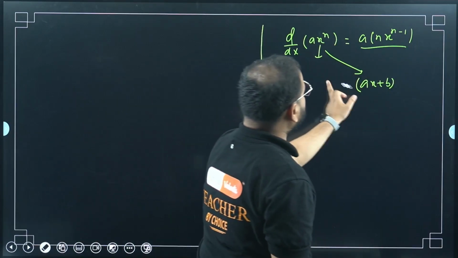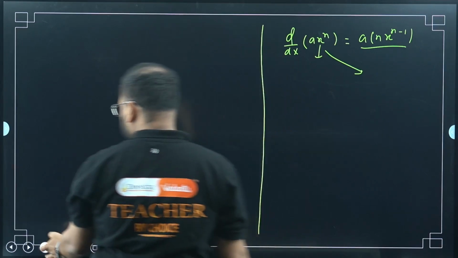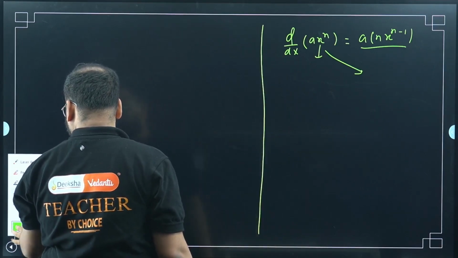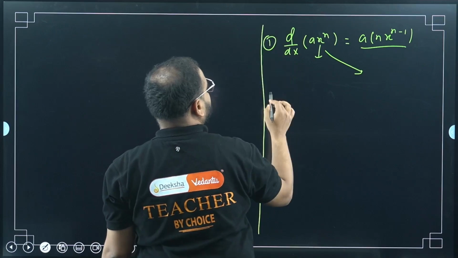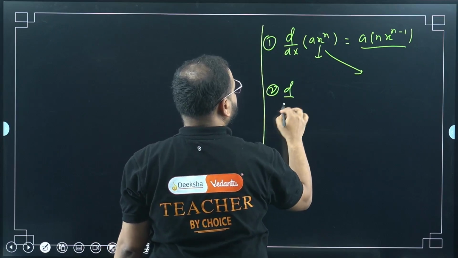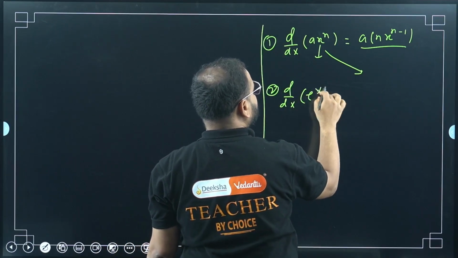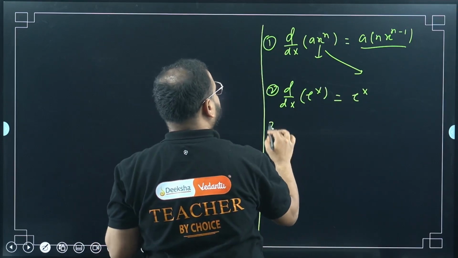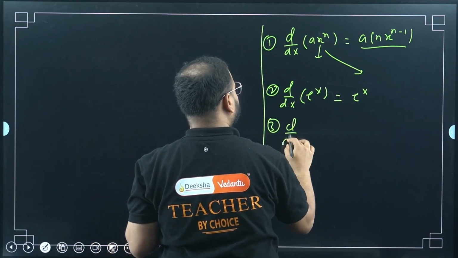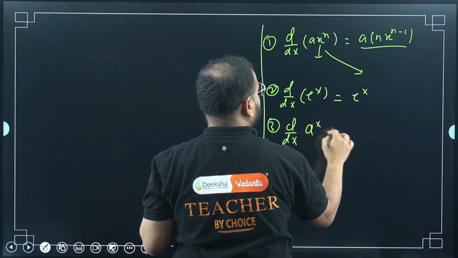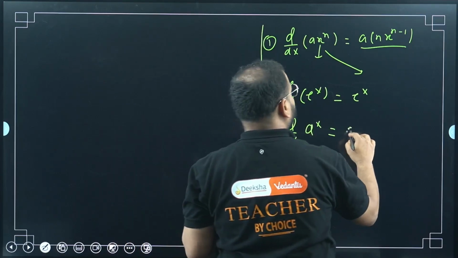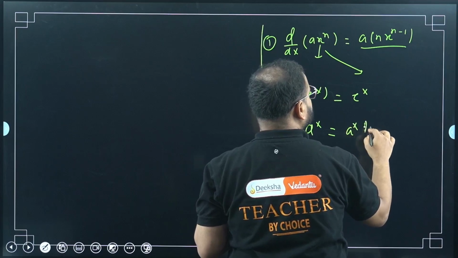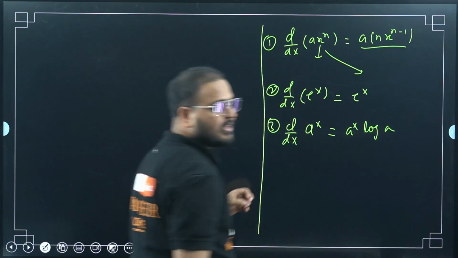Let's move on to the second one, which is differentiation of the exponential function e power x. The answer will be simply e power x. Nothing else is there. Third one, differentiation of a power x. What will happen? You'll have a power x log a. A power x log a.